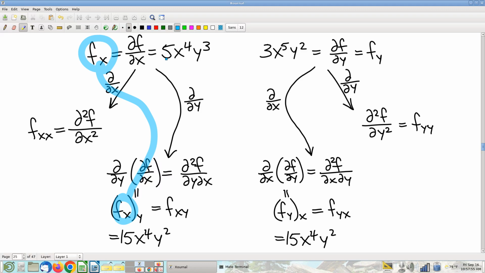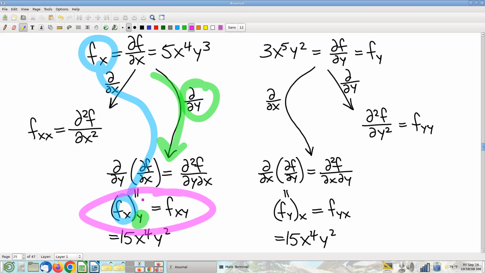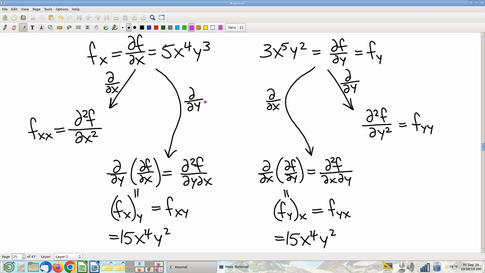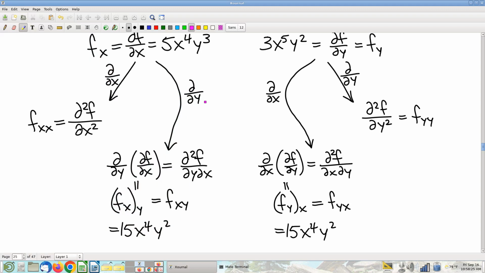Let's see, how would we take a y partial of that? The act of taking a y partial of something, we can denote with a y subscript, and so that gives us this. So f_x, y, people will write as f_xy. So either of these is fine. In some contexts, one makes more sense. In some contexts, the other makes more sense. Just use whatever seems most convenient and appropriate in your circumstance.